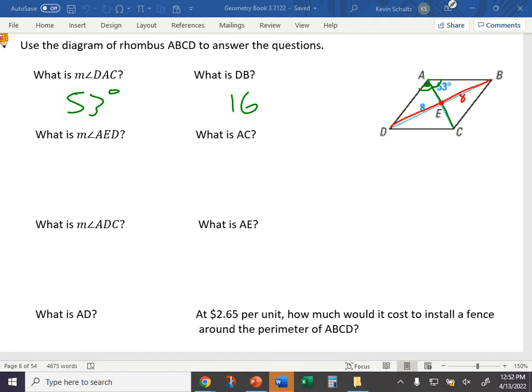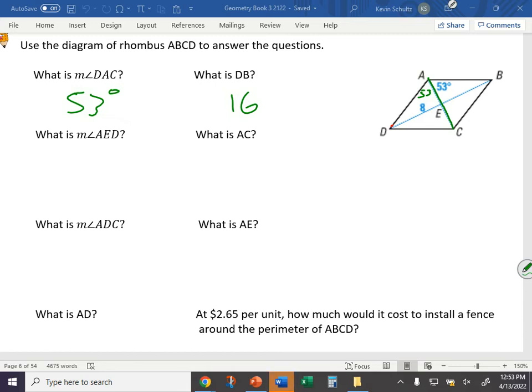Okay? Let's look at AED. This is where things really start to get fun here. Maybe not AED. AC. Let's look at AC. This segment here. How are you going to go about calculating that? Keeping in mind that we've already determined that angle DAC is 53, and that EB is 8. Might be helpful.